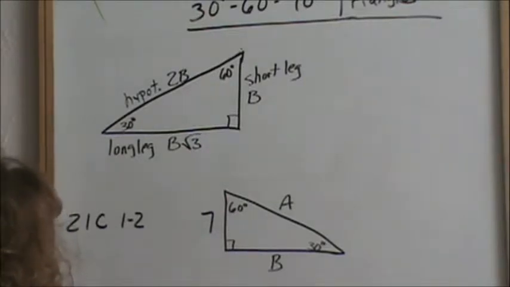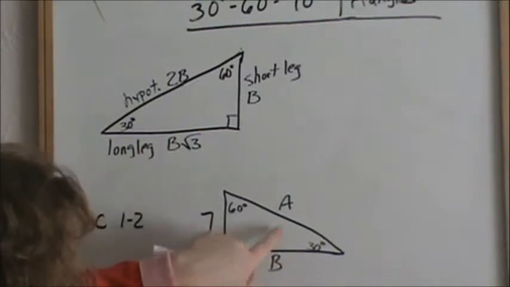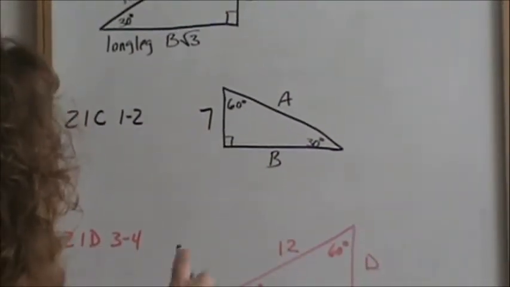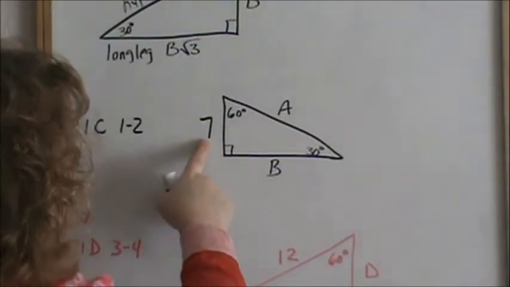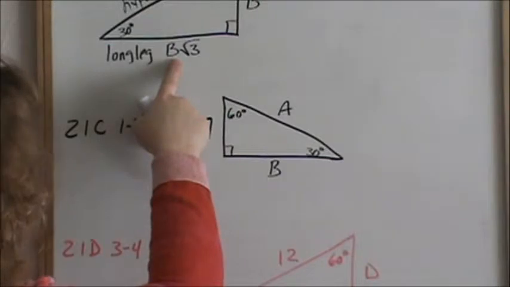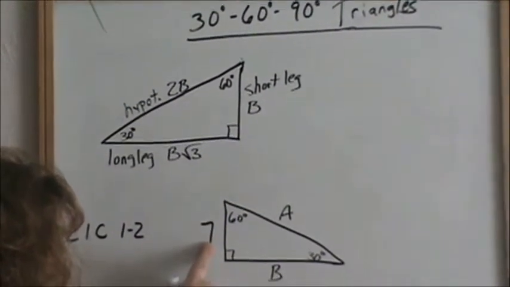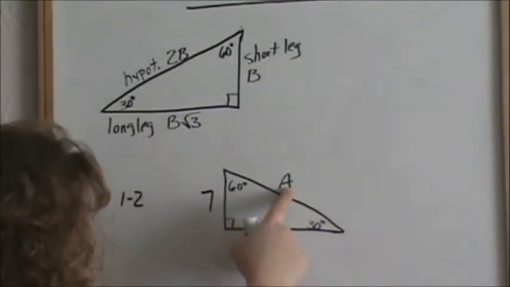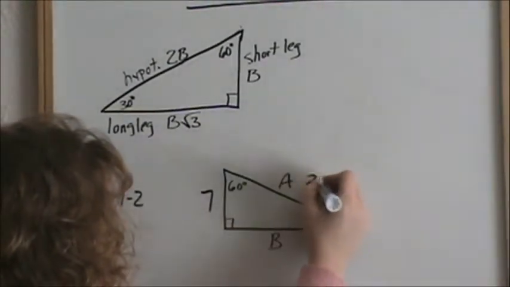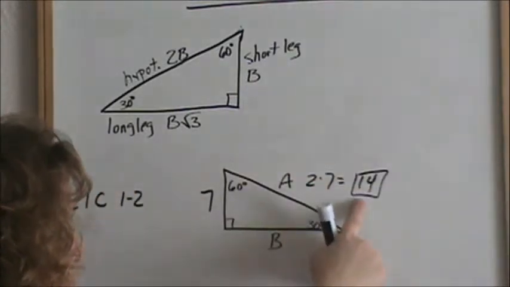Okay? So let's now take this and apply it to 21C, 1 and 2. Again, you have a 30, 60, 90 triangle. It has to be shown that you have a 30, 60, 90. We have been given the short leg. So short leg is 7. So from our diagram up here, our hypotenuse is 2 times our short leg. So if our short leg is 7, A is going to be 2 times the short leg, which would be 2 times 7, which is 14. Okay, so our hypotenuse is 14.